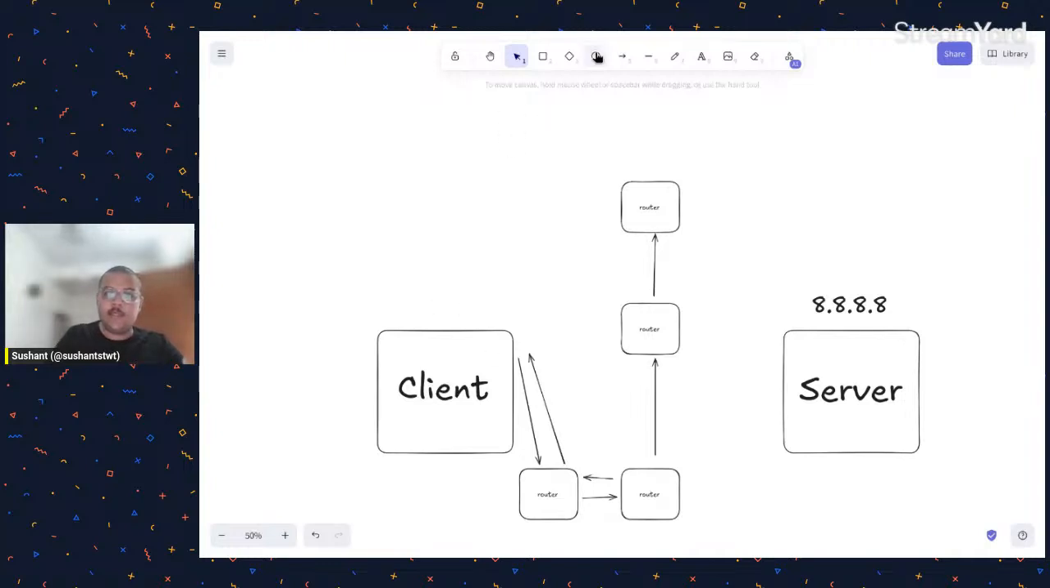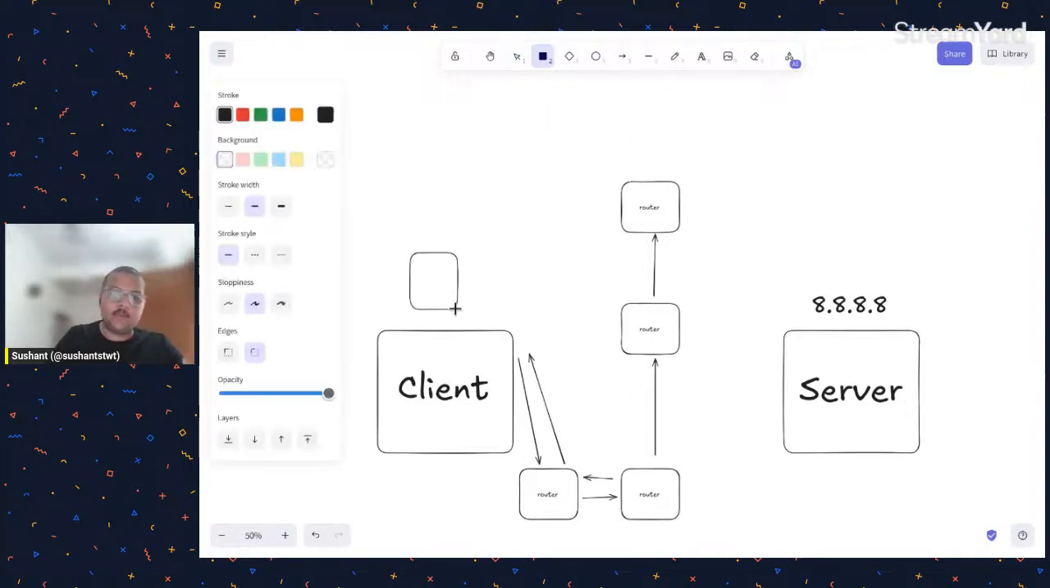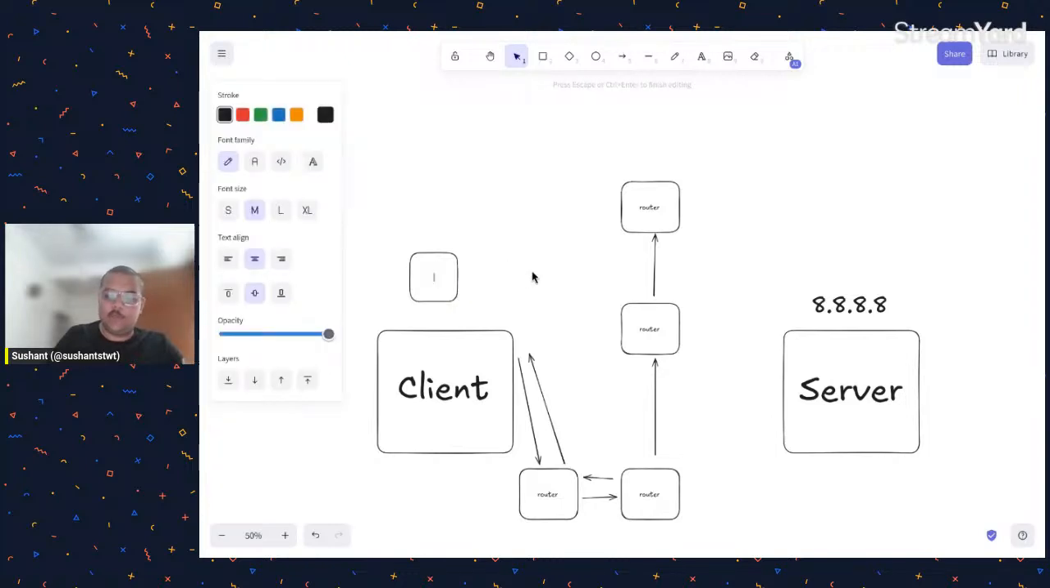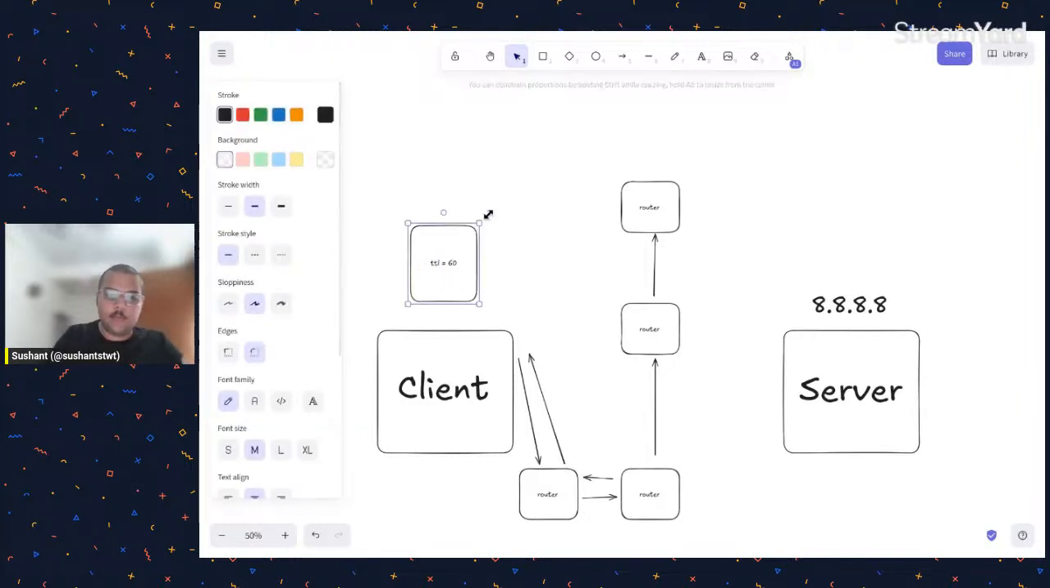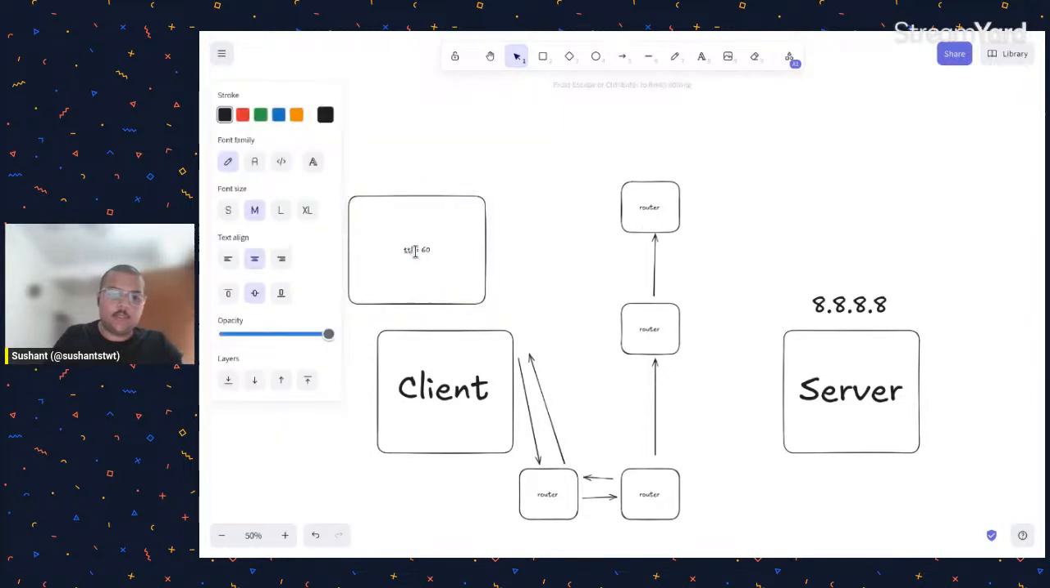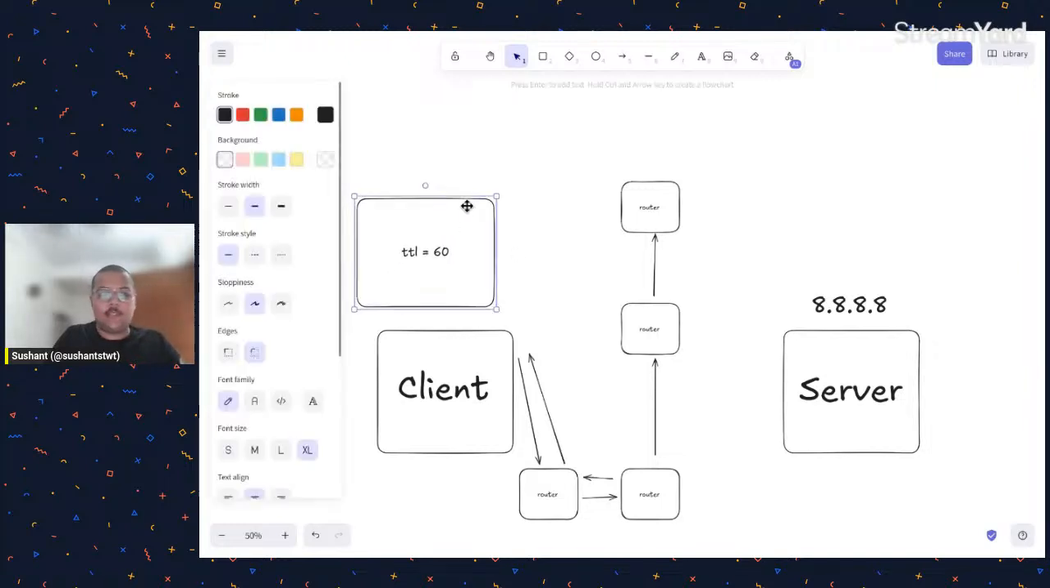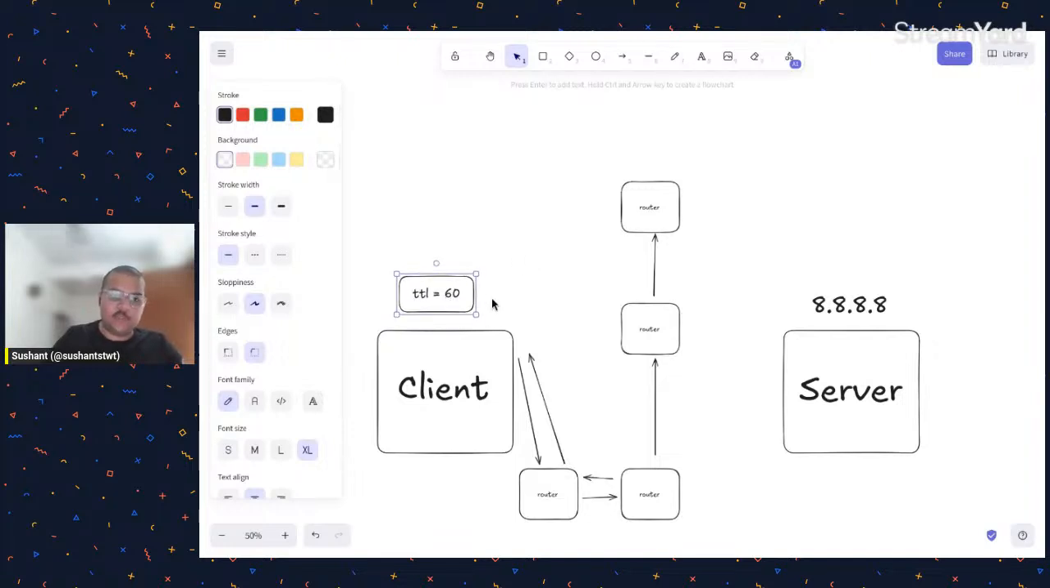Basically means that, let's say I have a packet over here. A packet is nothing but it contains information basically, like what you want to send and stuff. Let's say this packet has a TTL of around 60.